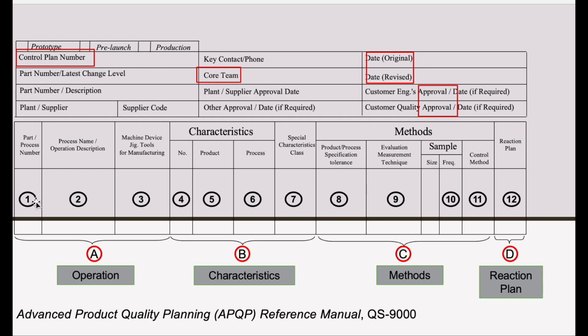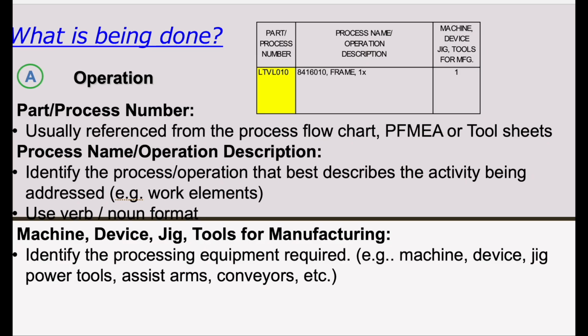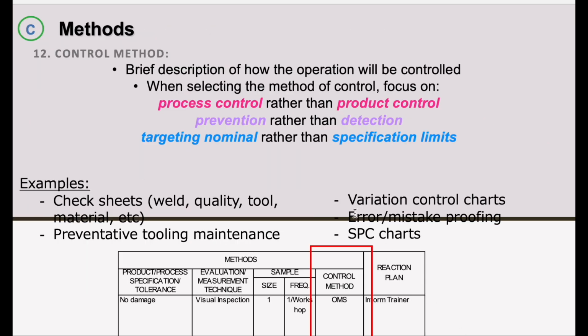But really what you should be focusing on is your process, the process number, process name, and what the process is supposed to be doing. What is your method of evaluation, and what are you doing in case it doesn't work out? That is what I want to see. And then finally, we have methods of control right here. And as it says, focus on process control rather than product control.